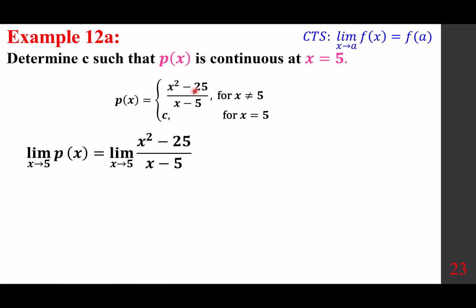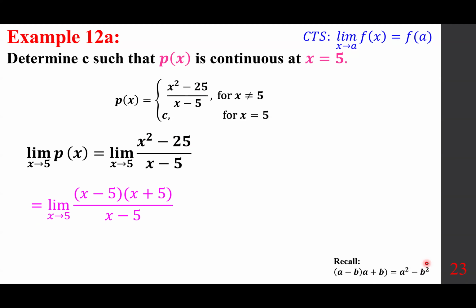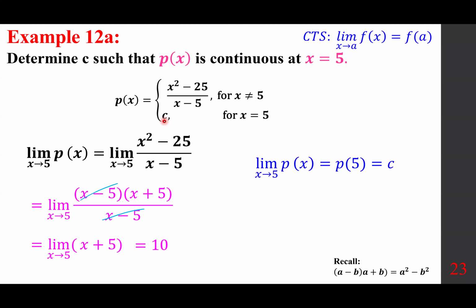As you can see, if you plug in, you get 0 over 0. And this is x squared minus 25, a squared minus b squared. So you can factor it into x minus 5 times x plus 5. We drop the common factor and we plug in and we get 10. Now, the limit is 10. The functional value is c. They must be equal. So the limit of p of x as x approaches 5 equals p of 5 equals c. If we want continuity, then the choice for c must be 10.